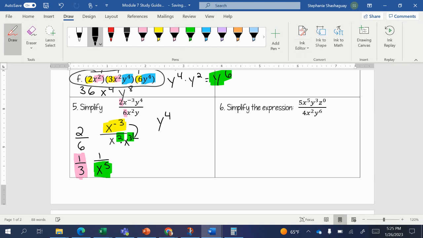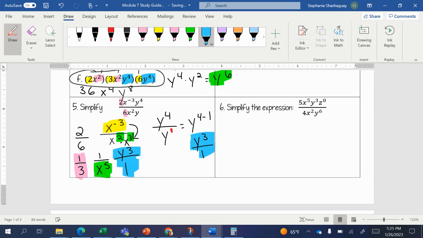Then we have y to the power of 4 over y. Well, according to our quotient rule, that's equal to y to the power of 4 minus 1, because that implied exponent here is 1. So that's going to be y to the power of 3, but that's going to stay in our numerator. So y to the power of 3 over 1. And once we simplify that, you'll see that we have y to the power of 3 in our numerator, 3x to the power of 5 in our denominator. All right, one more question for this video.